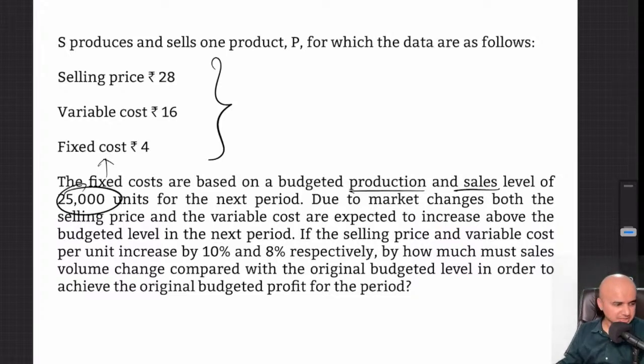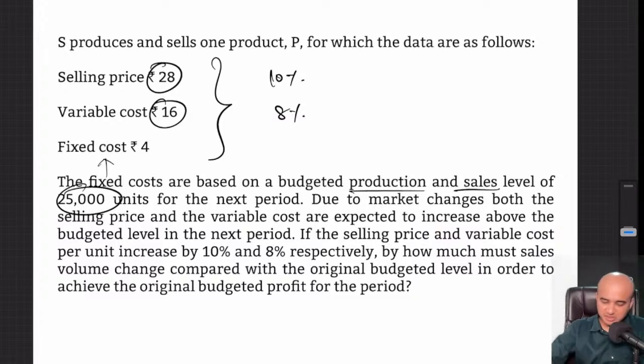So due to some changes in the market, they are bound to increase apparently. If the selling price and the variable cost per unit increase by 10% and 8% respectively, they are saying selling price will increase. How much? It will increase by 10% and variable cost will increase by 8%. By how much must sales volume change compared with the original budgeted level in order to achieve the original budgeted profit for the period? This is a very interesting question.